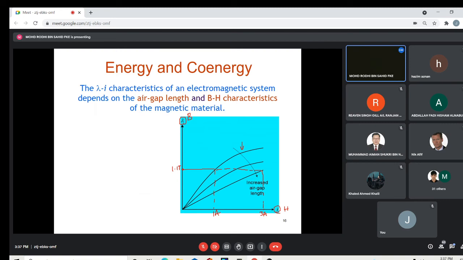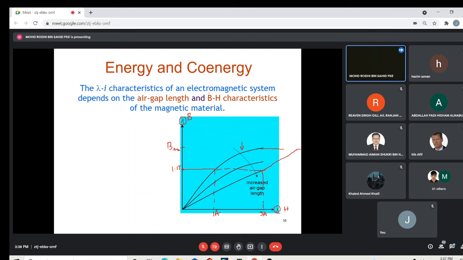But the maximum flux density Bmax is still the same. You will just reach the maximum flux density at a higher value of current. So this is the advantage of an air gap in designing an inductor in your circuit. This is what is mentioned in the BH curve.